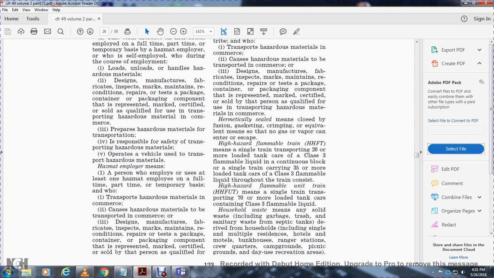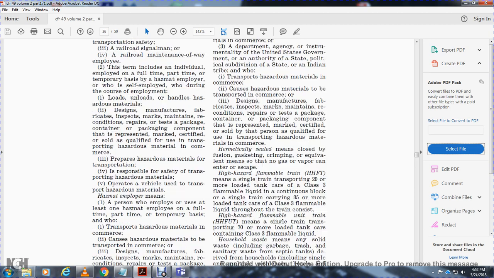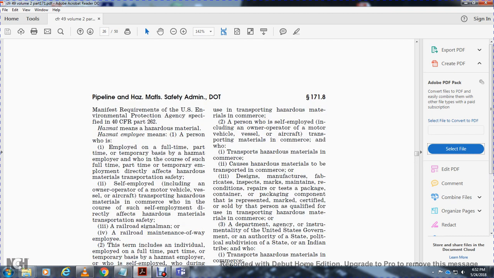For the purposes of commerce, a hazmat employer designs, manufactures, fabricates, inspects, marks, maintains, reconditions, or repairs a package or packaging component represented, marked, certified, or sold as qualified for the transportation of hazardous material in commerce. It also includes a person who is self-employed, including an owner-operator of a motor vehicle, vessel, or aircraft used to transport hazardous material in commerce, and a person who causes hazardous material to be transported in commerce.